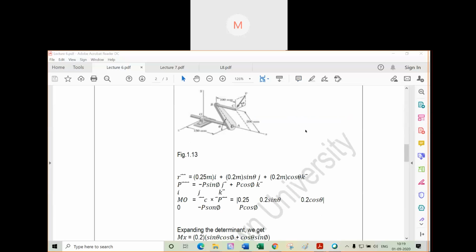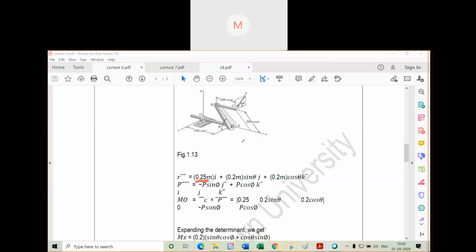In this handle, what you have to do is find out the R and P first of all. So how to find that? Now look, this is a handle, right? So for the first part, how did this 0.25 come? You'll get this PDF in the ERP, okay?